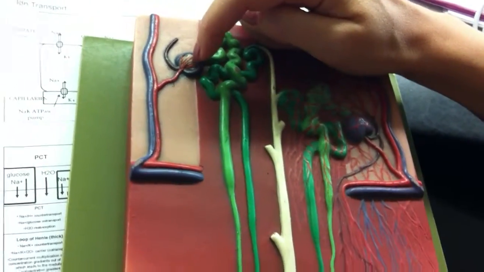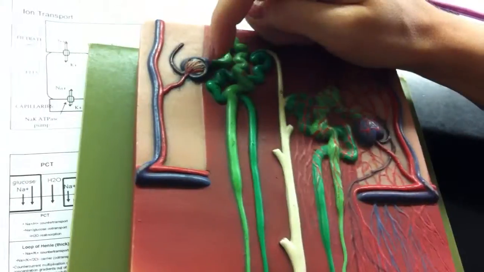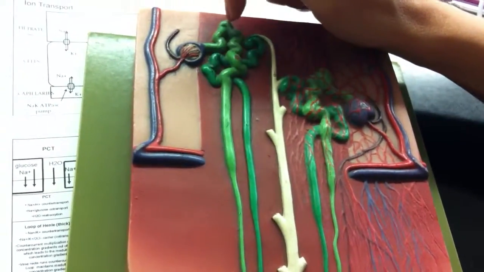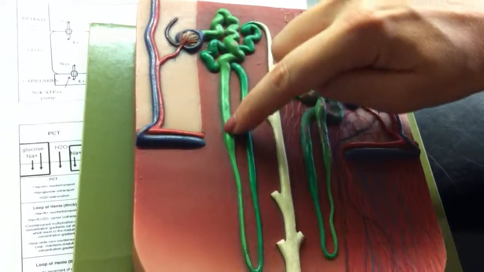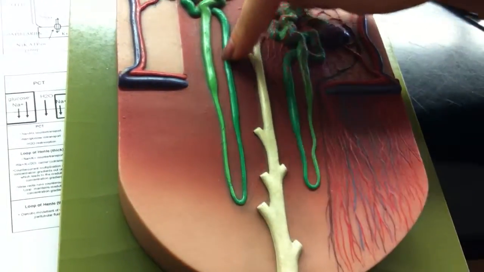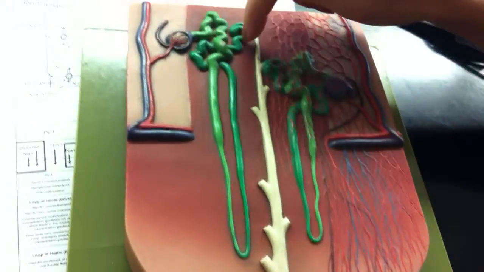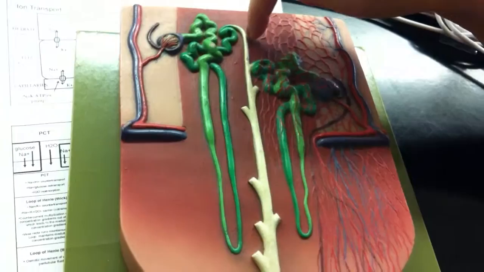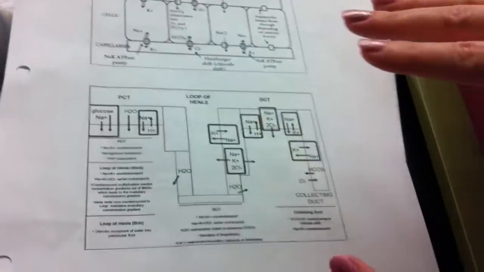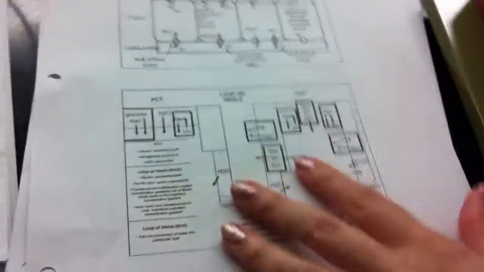Okay, so the glomerulus is where you're making the filtrate. It goes into the Bowman's capsule here, and then it flows into the proximal convoluted tubule, descending limb of the loop of Henle, ascending limb of the loop of Henle, and then the distal convoluted tubule, and finally the collecting duct. That's what this picture is showing, just in a more spread out stick figure kind of way.